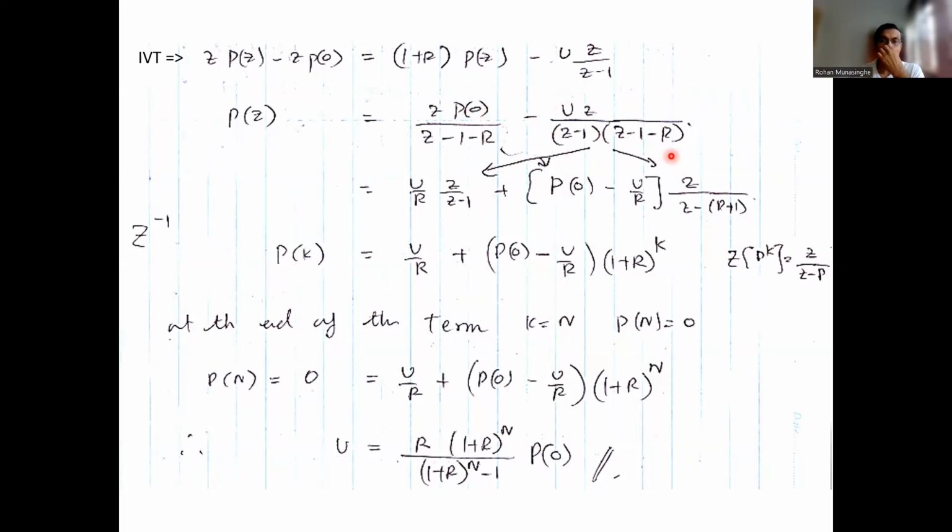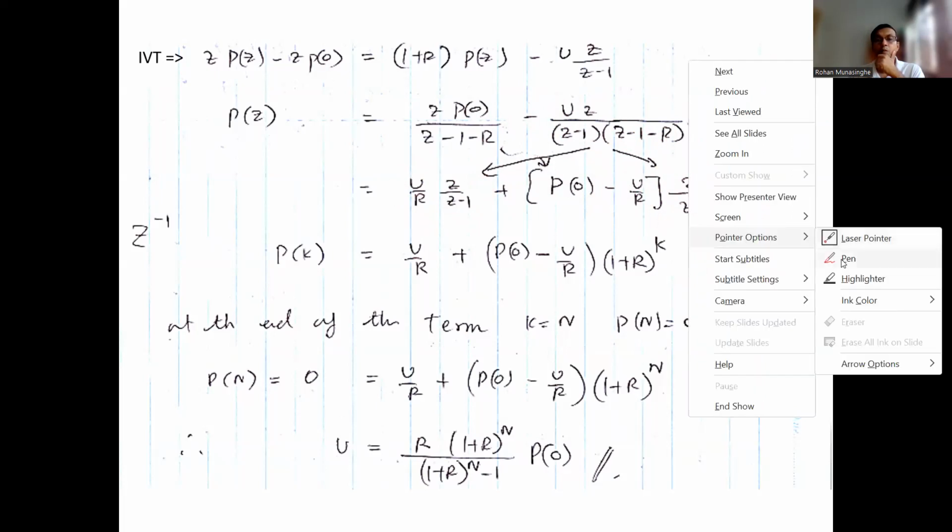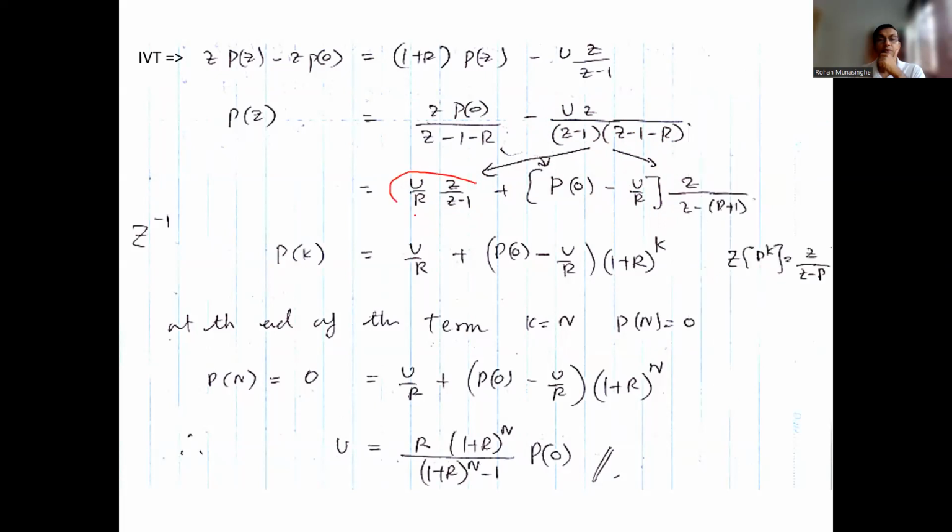Okay, the second term here, u is z over z minus 1, z minus 1 minus r. This whole thing can be broken down into two terms, like here, u over r z over z minus 1 and ur times z over z minus r plus 1. This term and this term combined together is equal to this term, right? Like that.